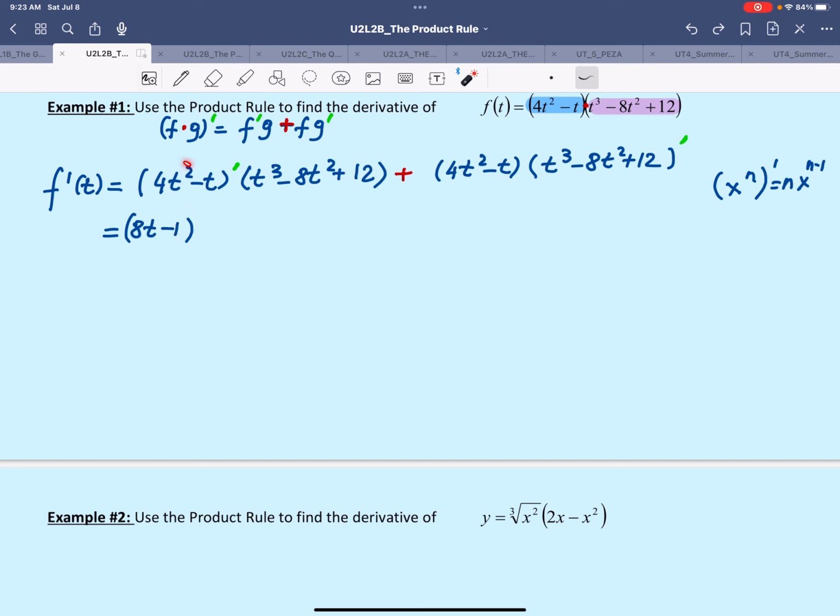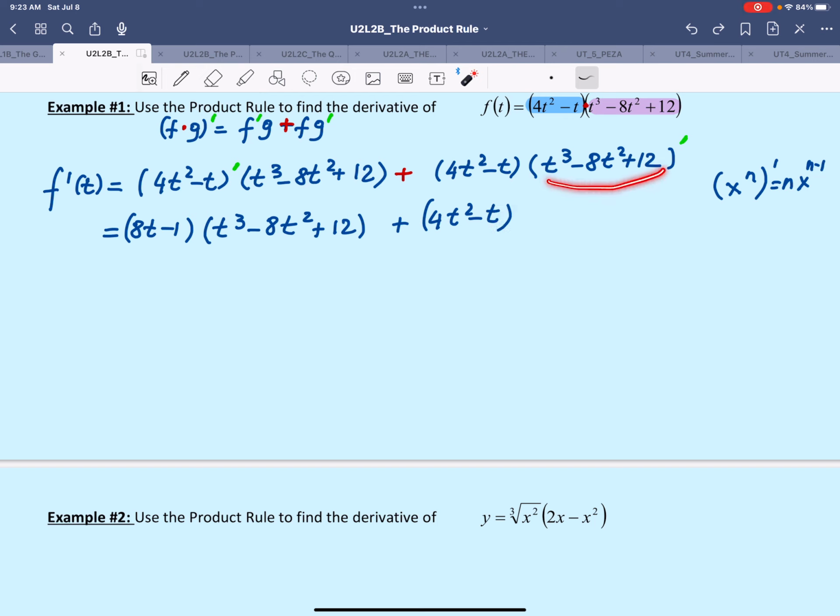So that means we have 4 times 2, 8. t will reduce the power by 1, so that would be power 1, so you don't have to write it. And then multiplied by t to the power of 3 minus 8t to the power of 2 plus 12. And then plus, this function doesn't change, so you just rewrite it the way it was, no changes.